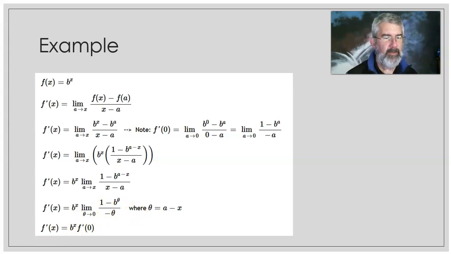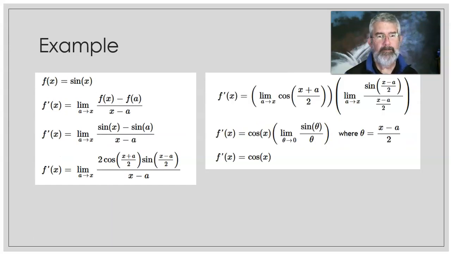One last example here. The sine. We've done polynomials, we've done exponentials, let's do a trig function. So what is the derivative of the sine of x? Well, the definition says the limit as a goes to x of f of x minus f of a over x minus a. That's, of course, just the definition. Now we need to apply that to this function. f of x is sine x, f of a is sine a.